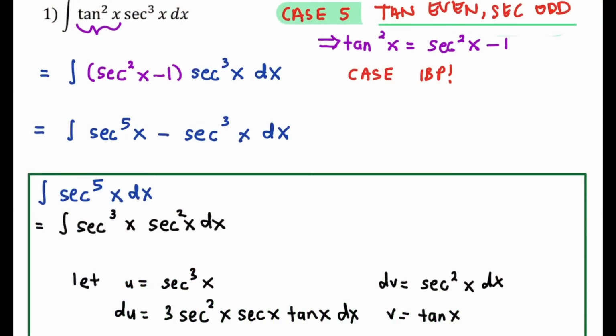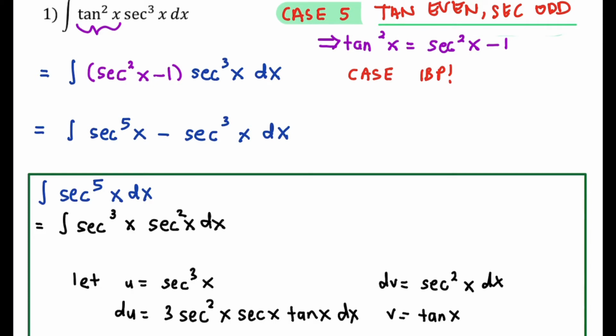Now, let's proceed to another example of case 5, where tangent is even and secant is odd. Therefore, whenever we see tangent squared x, we will exchange it to secant squared x minus 1, and we'll proceed with IBP. So let's see here. Our tangent is squared, so definitely this is tangent even, and our secant is odd, which is secant cube. So let's exchange tangent squared x to be secant squared x minus 1 in brackets, and just rewrite back secant cube x dx.